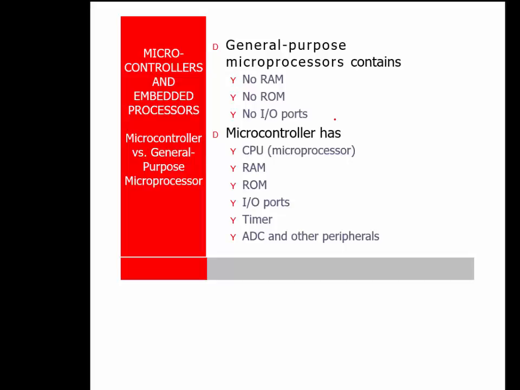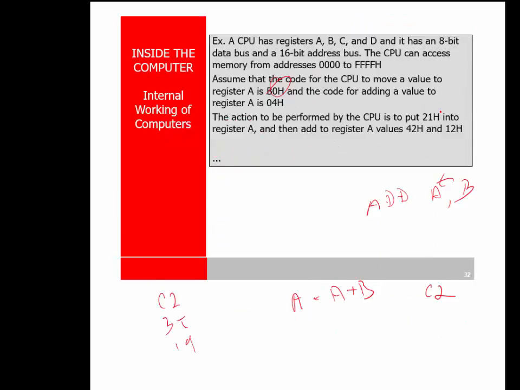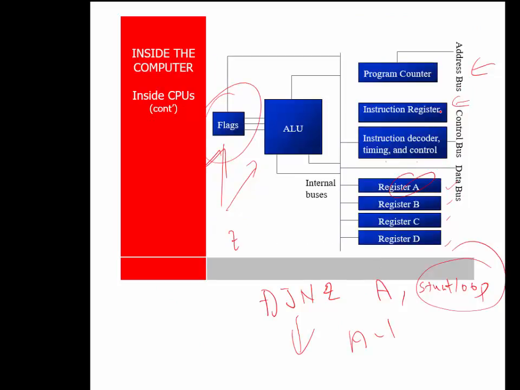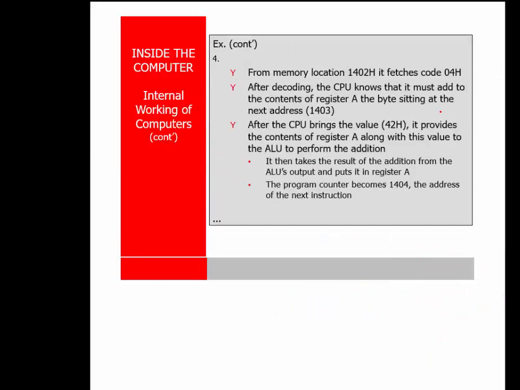Our general purpose microprocessor contains nothing but the ALU, the registers, and the flags. In other words, it contains basically this right here. That's the generic CPU. It contains basically what you see right there.